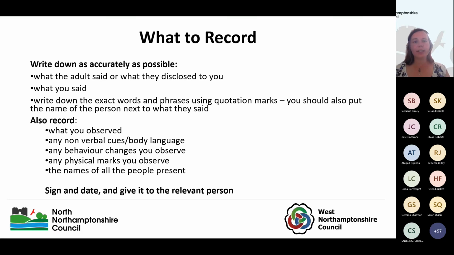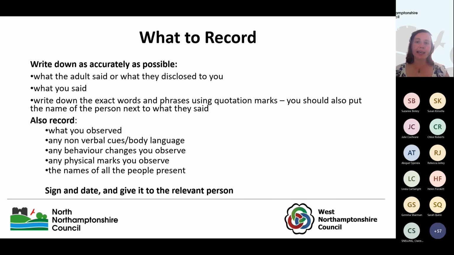Okay, so when we're recording, we need to think about writing down as accurately as possible what was said. So if the adult did share some things with you about what was happening, we need to make sure that we write down as much as we can of what they said, possibly using their words as well. Or if they've made a disclosure to you, what was it that they disclosed? What were the words they used?